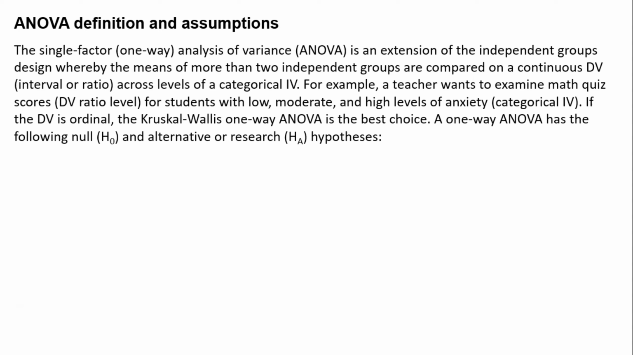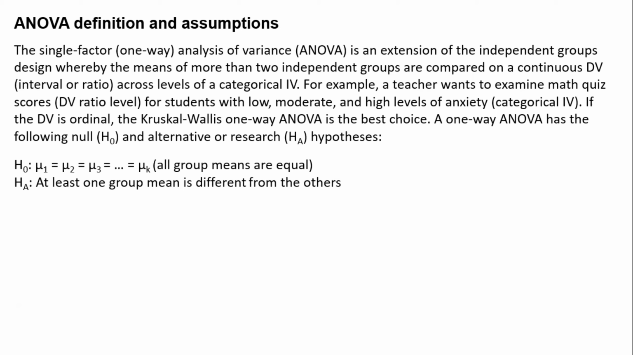If the dependent variable is ordinal, the Kruskal-Wallis one-way ANOVA is the best choice. A one-way ANOVA has the following null and alternative or research hypotheses. The null hypothesis states that mu1 is equal to mu2 is equal to mu3, etc., and it says that all group means are equal to each other. The alternative hypothesis, or the research hypothesis, states that at least one group mean is different from the others.